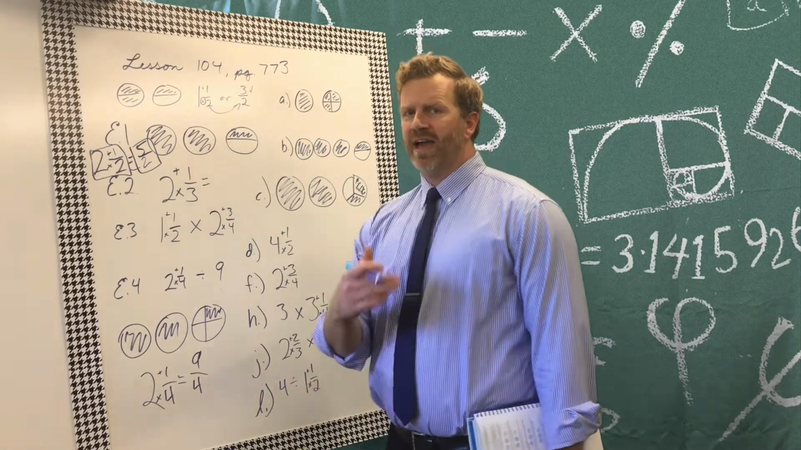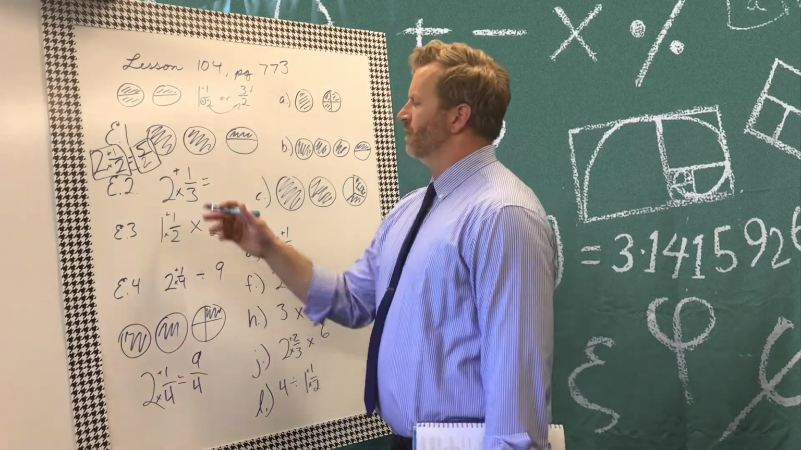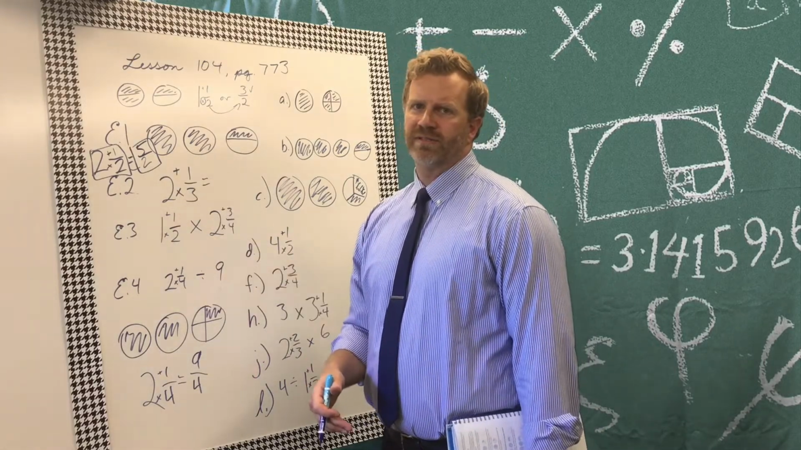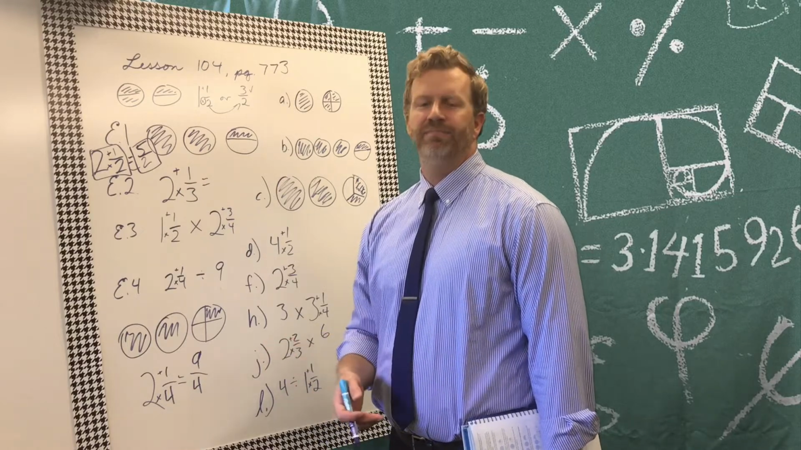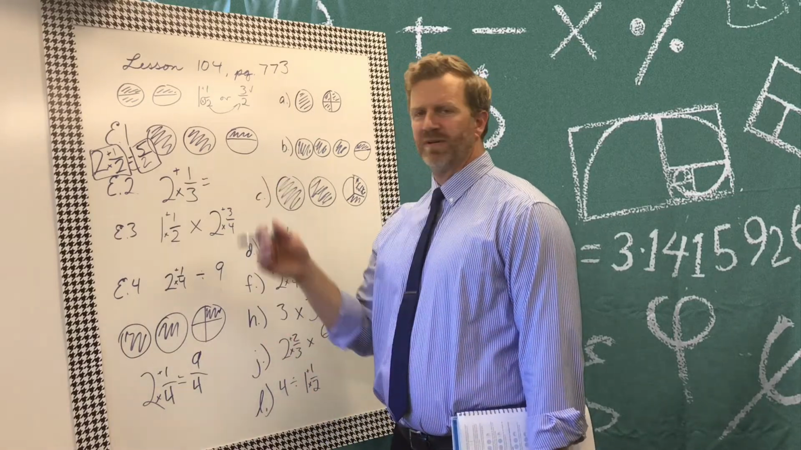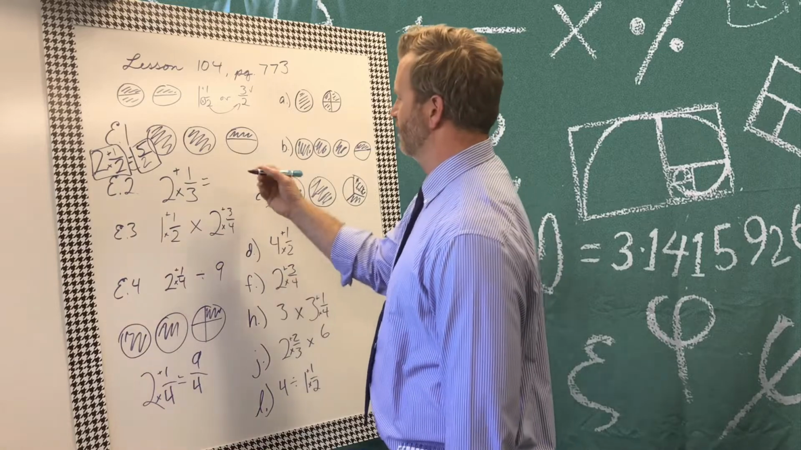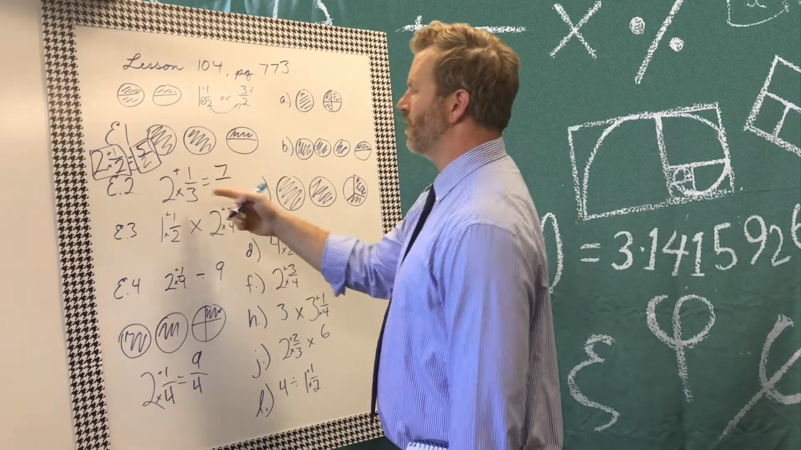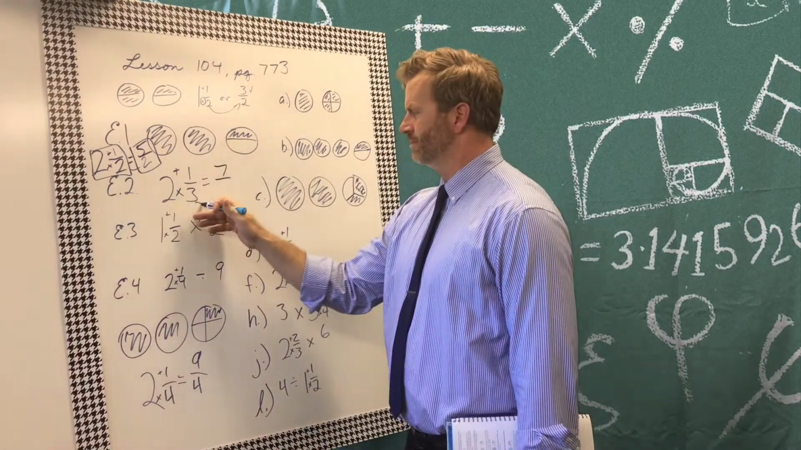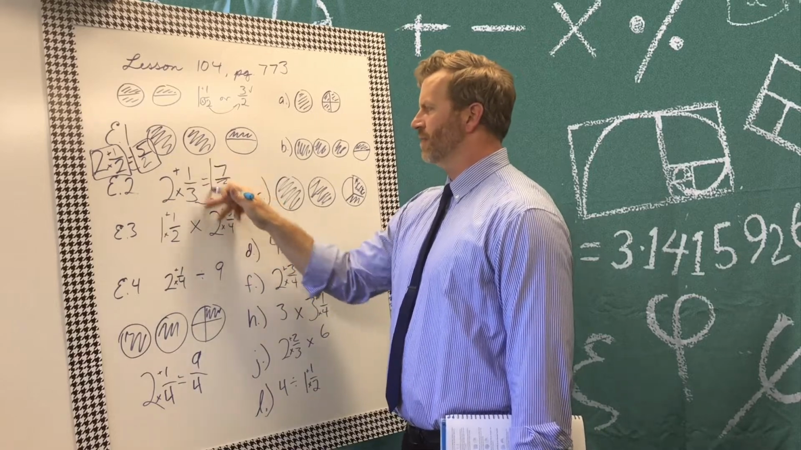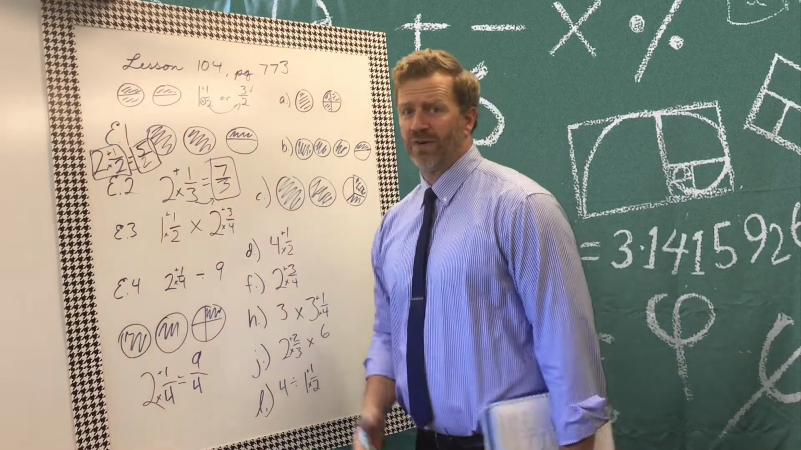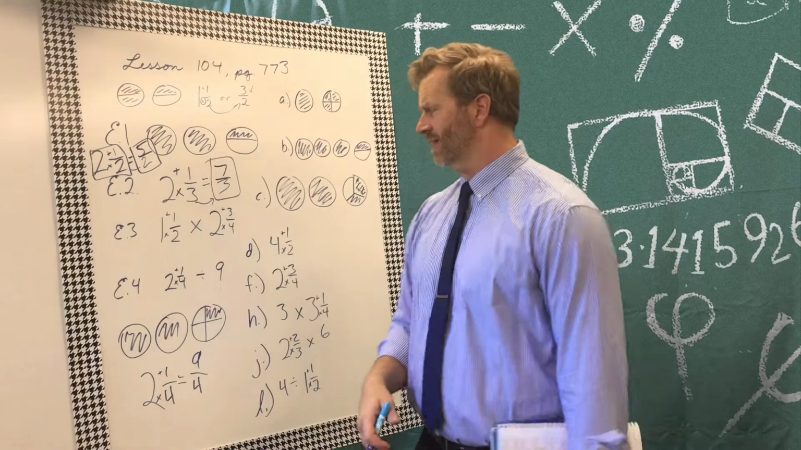So let's see. Now I'm jumping to Cassie. Cassie, 3 times 2. What's 3 times 2? Yup. That's 6, right? And then what's 6 plus 1? Absolutely. 7. And then what was our denominator? Yup, it's that 3. The 3 just comes right over. Done. That's it. That's all we got to do, guys.